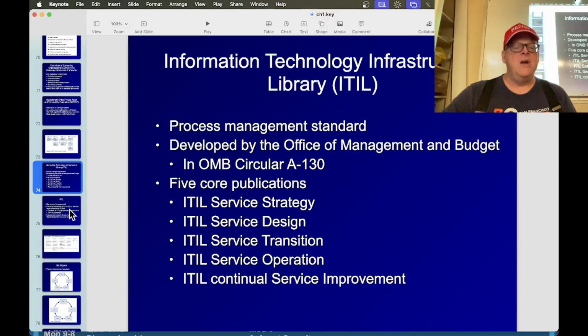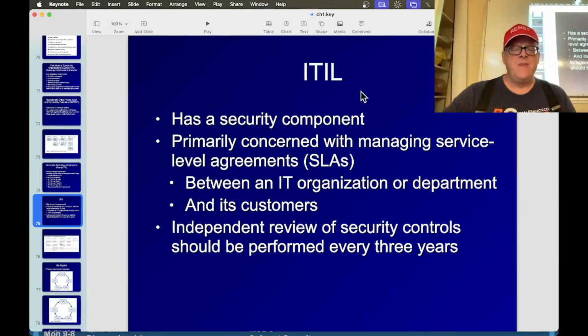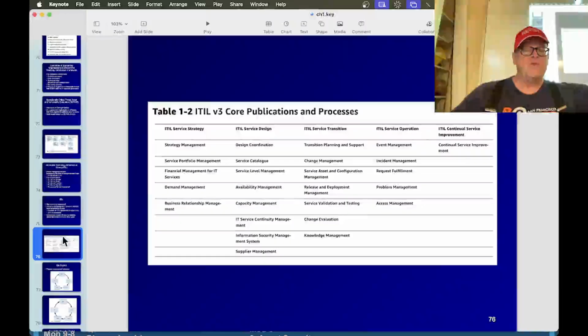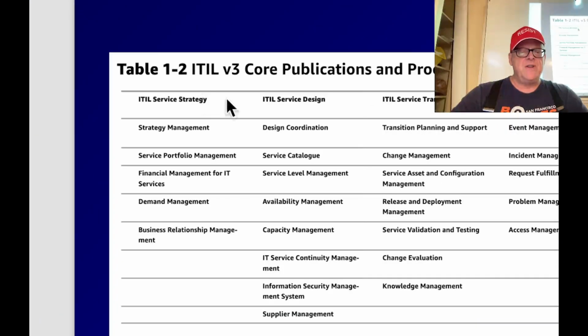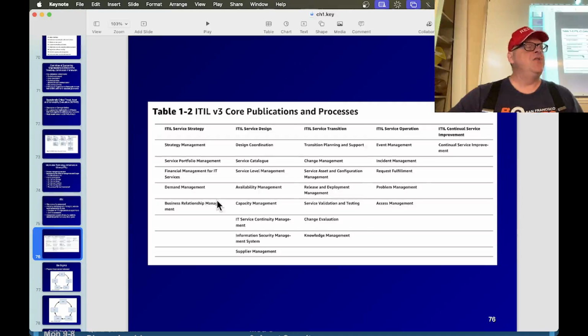Well, to a PC, not OMB. Anyway, then there's ITIL, which has a security component with independent assessment of controls required every 3 years. And so the whole series of publications, service design and service portfolio management, business relationship management, and so on, reminds me of third-party risk. Everybody contracts with other companies to do part of the work, and that's a risk.